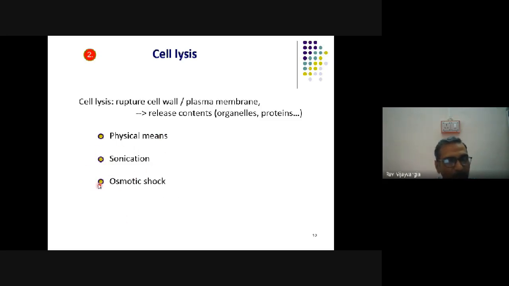Osmotic shock can also be used, because the plasma membrane is a semi-permeable membrane. You can keep the cells in a hypoosmolar buffer, and the water will enter the cell and burst it open. So based on osmotic shock, you can also rupture the cells. Sometimes you can also use enzyme-mediated cell lysis. For example, for bacterial cells, you can use lysozyme, which will break the cell wall so the contents can come out. It can be used to rupture the cell wall, cell membrane, or plasma membrane, to get the proteins out into the solution.